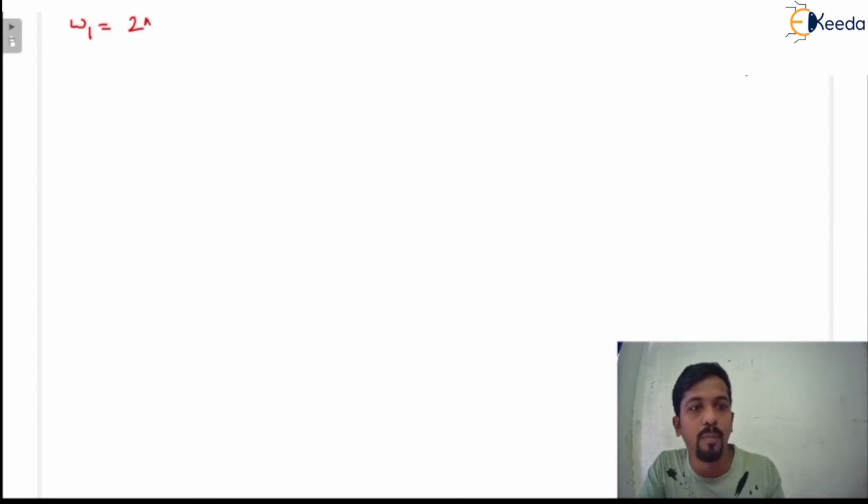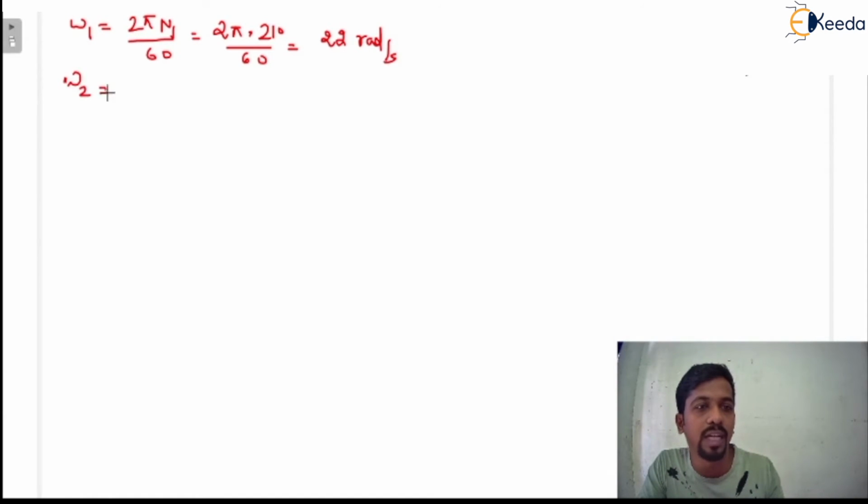Omega 1 is equal to 2 pi N1 upon 60. The value of N1 is 210. You will get the value 22 radian per second. That is the omega 1 value, and similarly you can calculate omega 2, that is 2 pi N2 upon 60, and you will get 23 radian per second.